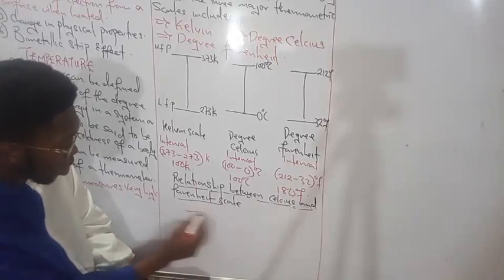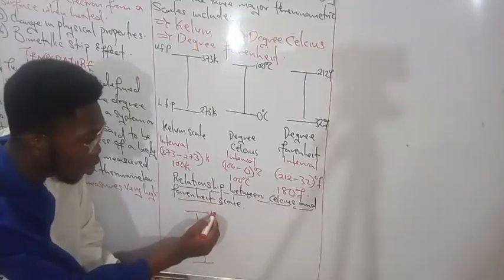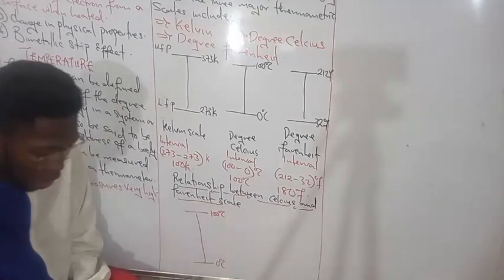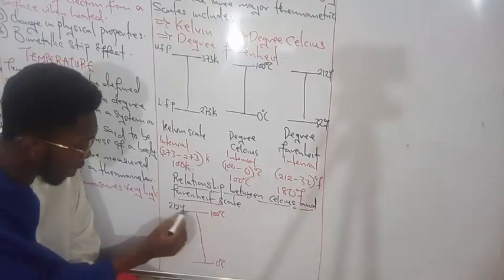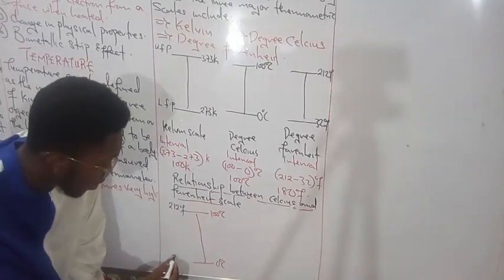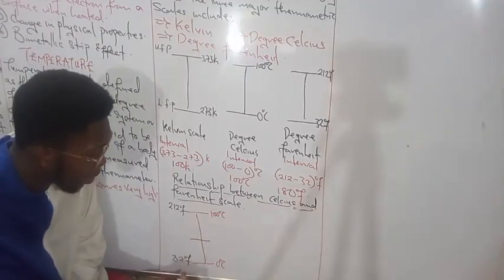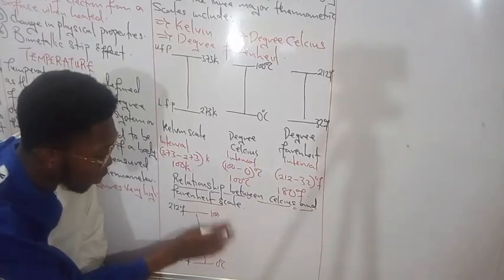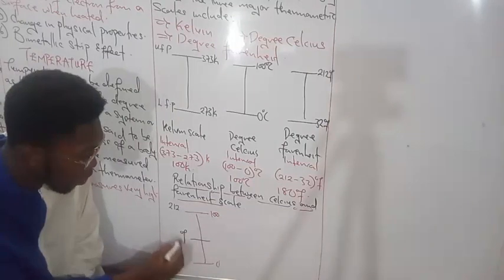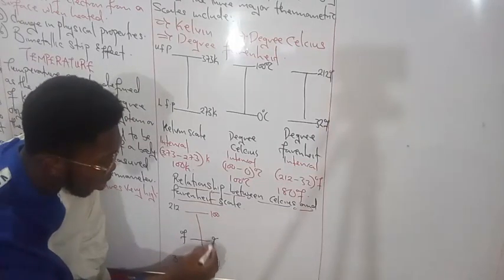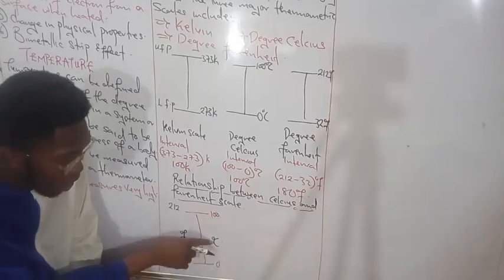So now, I'll put my scale for Celsius here, which is 100 degrees Celsius, then my lower fixed point at 0 degrees Celsius. And I'll put my temperature scale for Fahrenheit here, which is 212 degrees Fahrenheit, and I have 32 degrees Fahrenheit here. Then let's imagine there's an unknown point. Let's call this place the degree Fahrenheit, which we don't know, and this place the degree Celsius, which we don't know. Now, all you do is this minus this, over this minus this, equals this minus this, over this minus this.